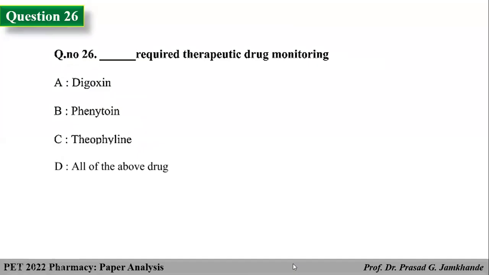which of the following drug requires therapeutic drug monitoring? Actually, therapeutic drug monitoring measures the amount of medicine in your blood. That means, in general, it checks the safe and effective drug concentration in the blood. In case of particularly which drug requires the therapeutic drug monitoring.